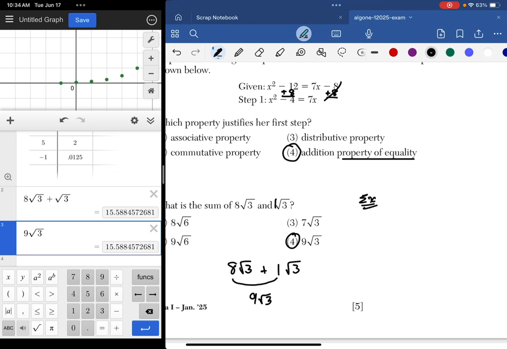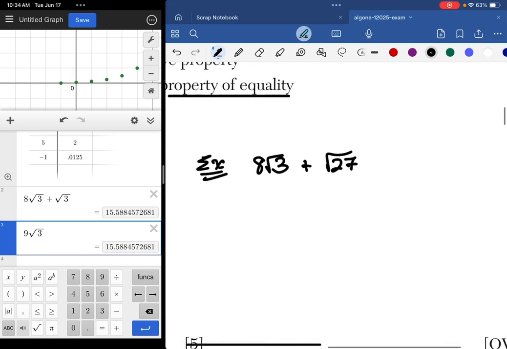But let's say you had something like 8 radical 3 plus radical 27. These are two non-like radicands. But what I can do is simplify this one. The 3 is a prime number, so I'm going to leave that one alone.